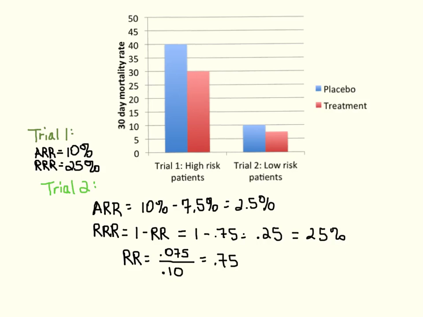So in a later video, we'll talk about number needed to treat, which is a measure that can help understand the impact in terms of numbers of patients of using different interventions, and that is calculated using the absolute risk reduction number.